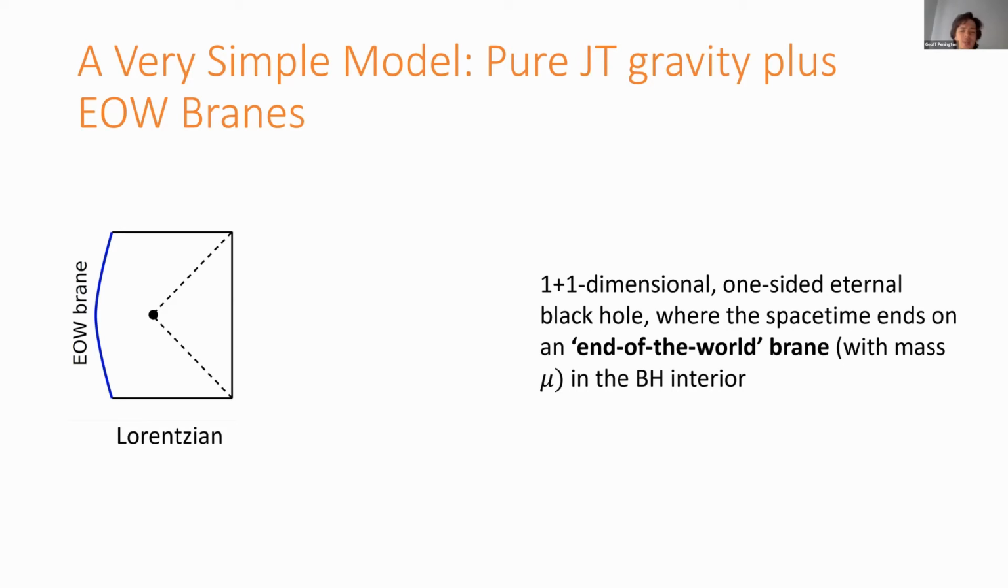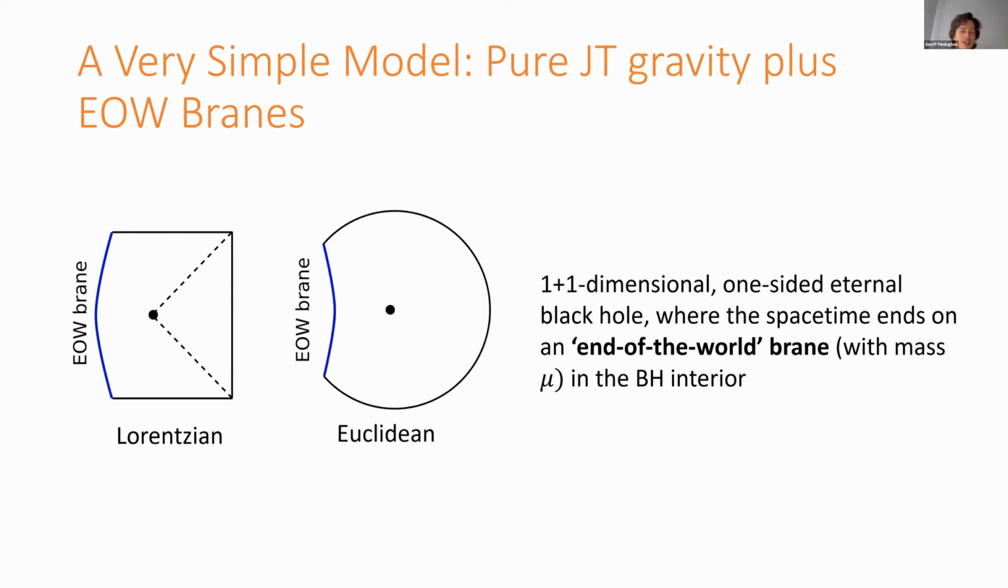And if you have a one-sided black hole in 1+1 dimensions, you need to have the spacetime end somewhere. So we're just going to have it end on what's called an end of the world brane. In this case it's a 0-brane that the spacetime just ends on. Okay, so that was the Lorentzian spacetime. We can also consider its analytic continuation to Euclidean time. And in this case, we see that the end of the world brane now goes out to the boundary. And that's good because that means we can create this end of the world brane state by preparing it with a Euclidean path integral. That's in fact what we're going to do.